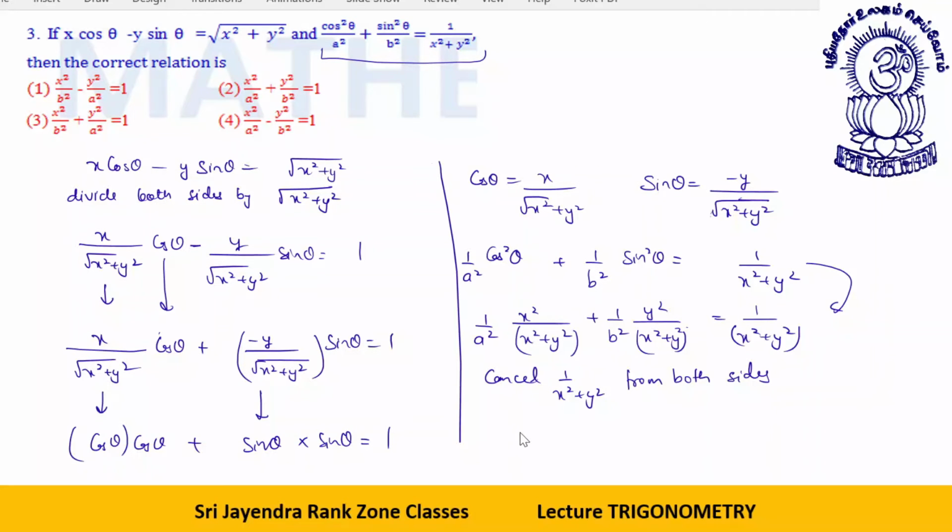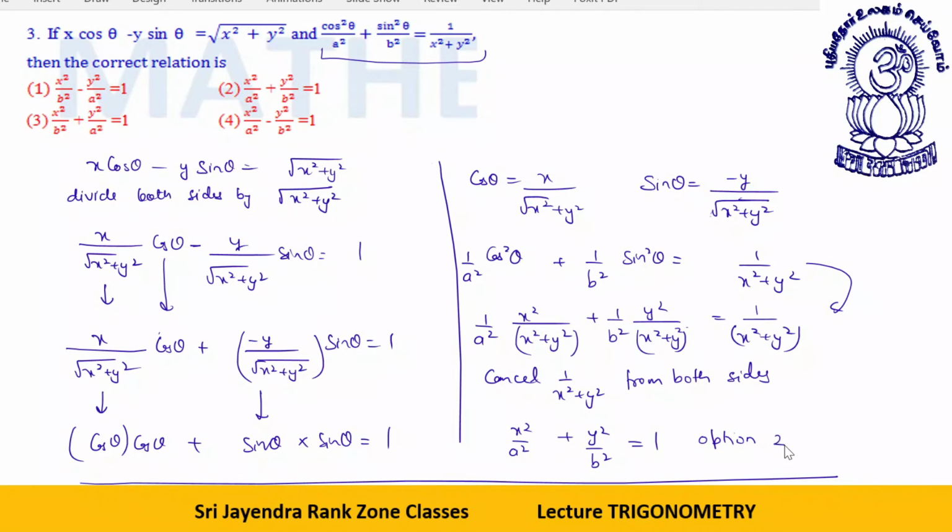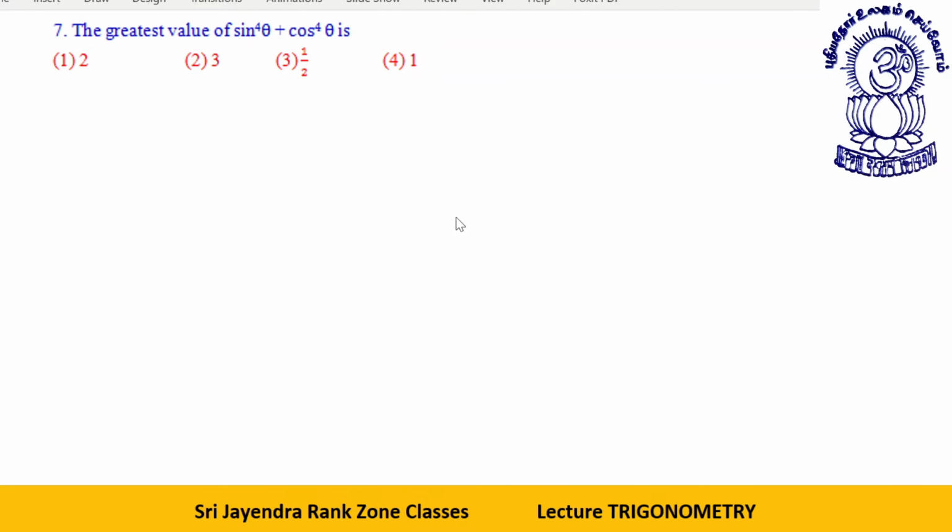So what do I get? I get x square by a square plus y square by b square is equal to 1. We have option 2 as our answer. Okay, dear students, all clear to everyone? Fine, let's proceed ahead.